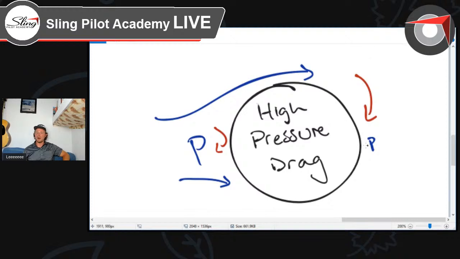And then at the back side of the object, a lower pressure depicted by a smaller p, and then some sort of flow that's being caused because of these pressure differences. So this is high pressure drag. Ooh, that didn't draw the way I wanted it to. This is a high pressure drag object because of its shape. Its shape creates high pressure drag.